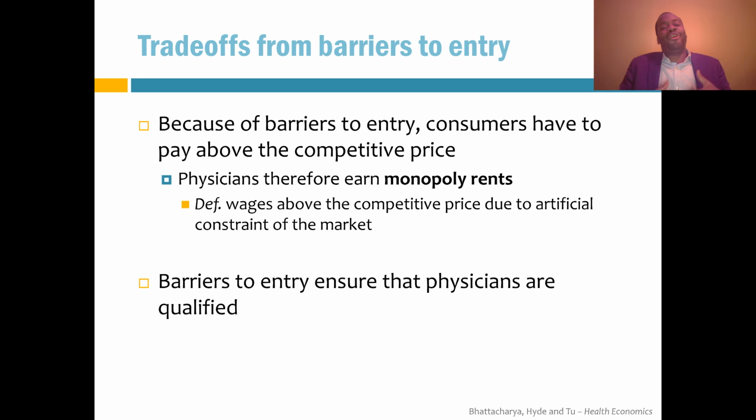So it's called a monopoly rent, because the consumers are paying above the market average because of this internal rate of return of 11%, because of the shortage in the physician market. Wages above the competitive price due to artificial constraints to the market. Monopoly rents, very important point.